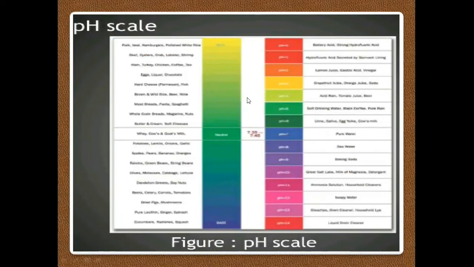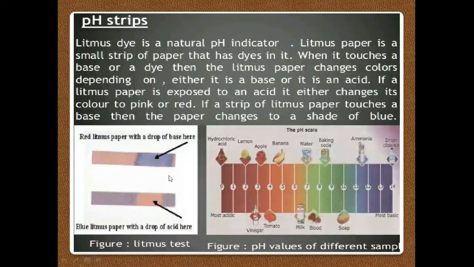Now, pH indicators, strips. This is a pH strip. Red litmus paper: if you keep 1 drop of base on it, then the red litmus becomes blue. Similarly, this is blue litmus paper, blue in color. If you keep 1 drop of acid here, then it becomes red. So here the pH scale is given.